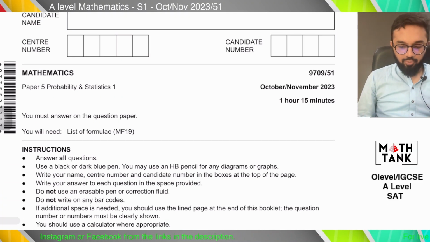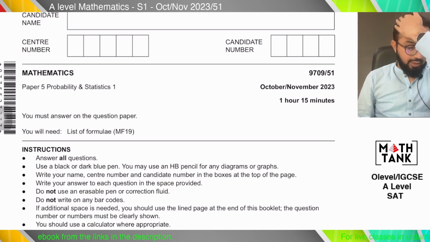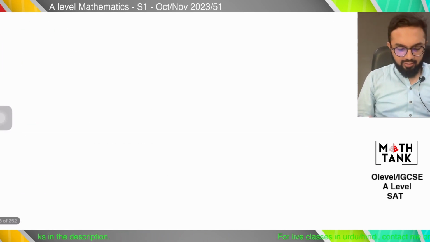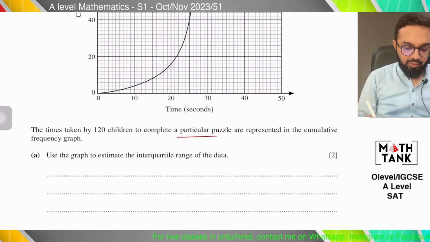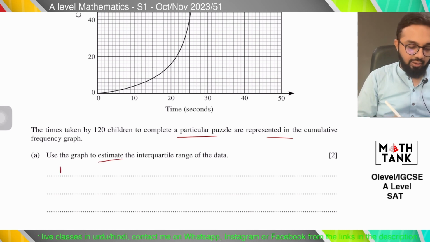Today we have October-November 2023 5-1. This is an S1 exam. Let's start solving. It says the times taken by 120 children to complete a particular puzzle are represented in the cumulative frequency graph. Use a graph to estimate the interquartile range.